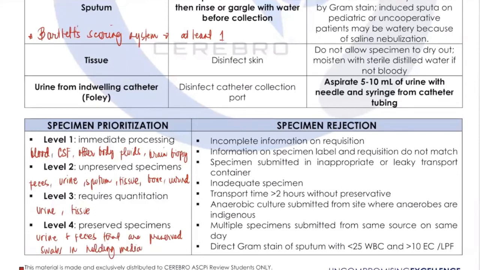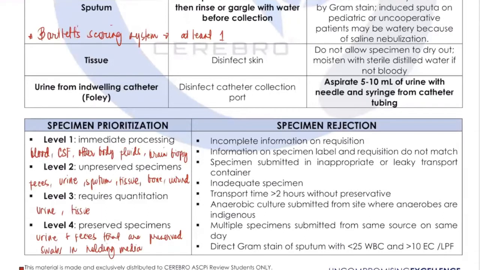Okay? And we also have here the different reasons for specimen rejection. So incomplete information on requisition. And we all know that whatever the information on the requisition, it must match the information that are placed on the specimen label. Okay? Specimen submitted in inappropriate or leaky transport container, inadequate specimen, transport time of greater than 2 hours without preservative.